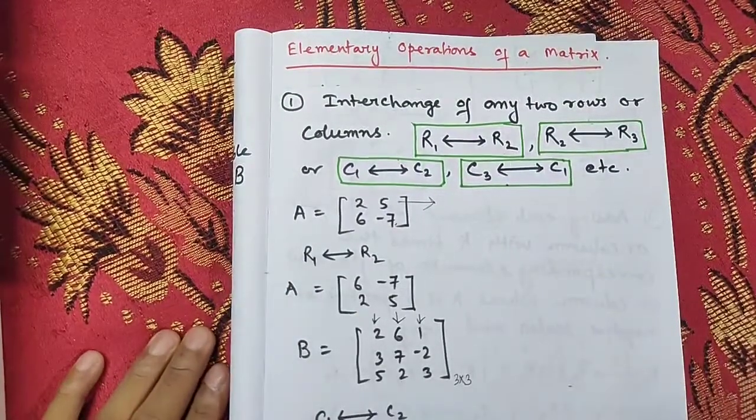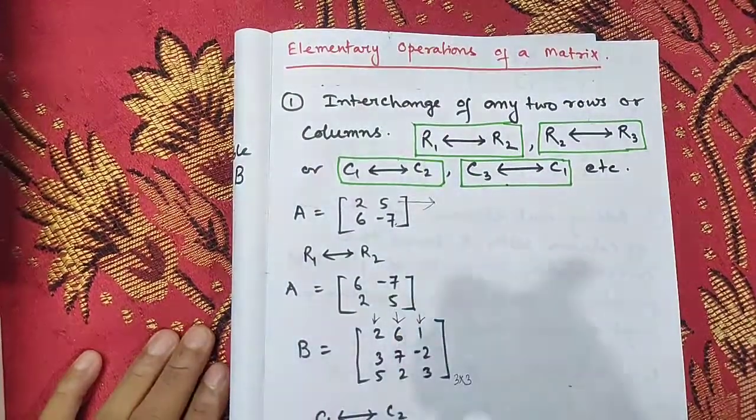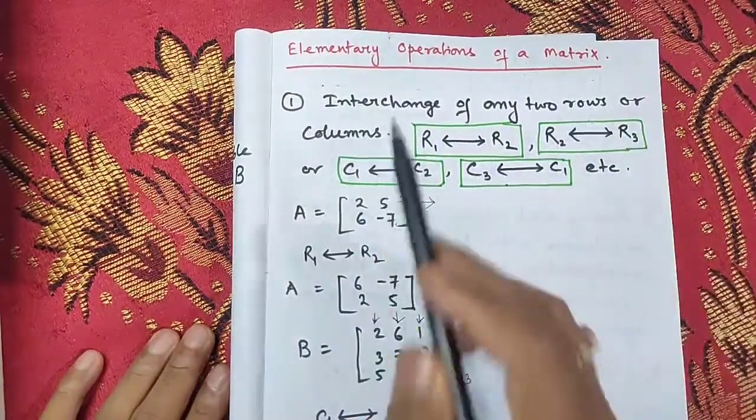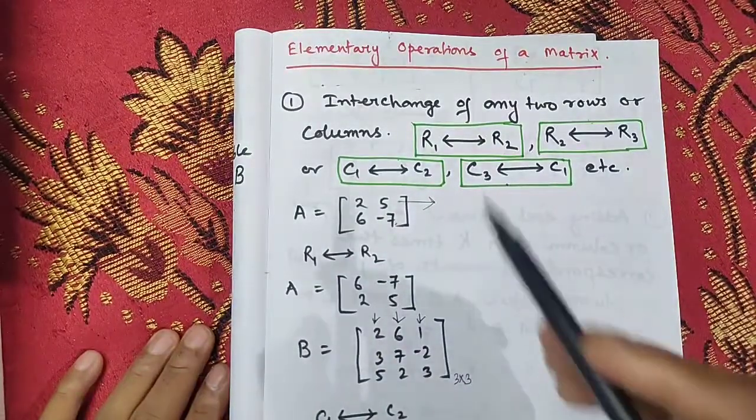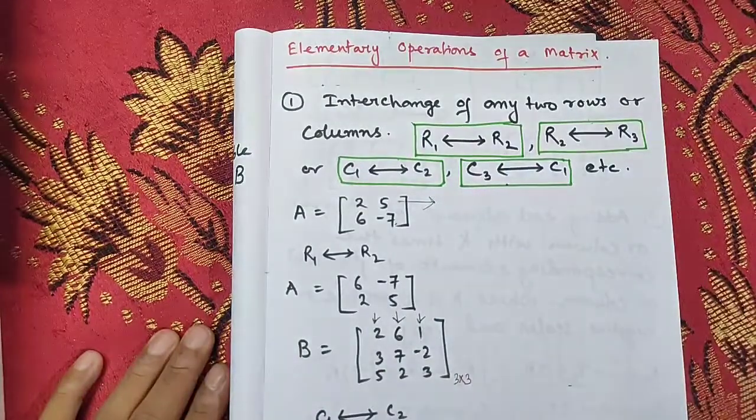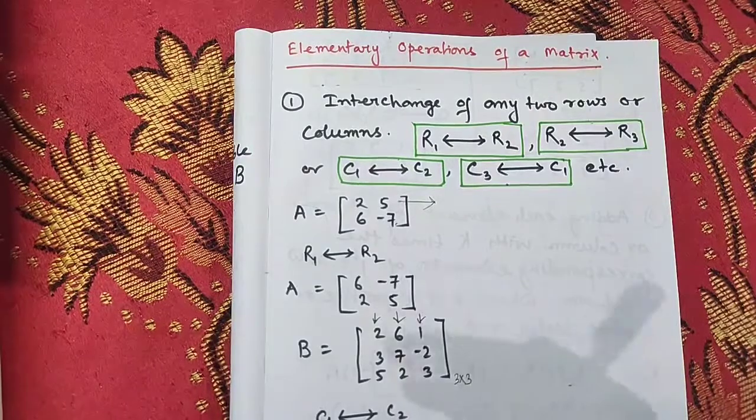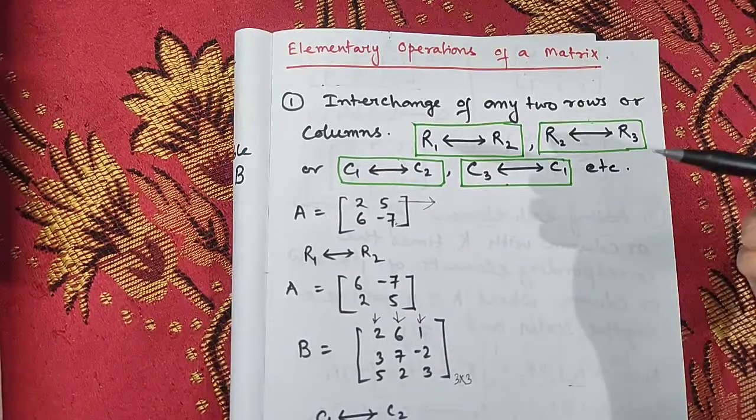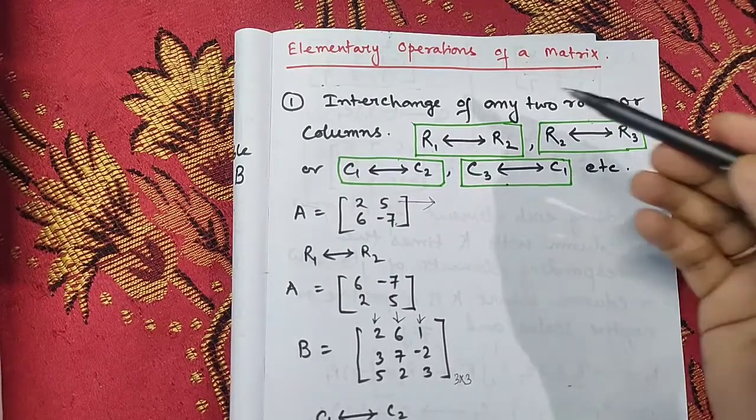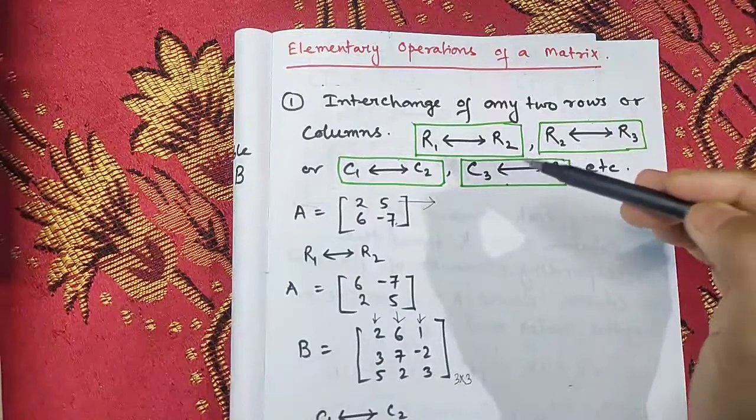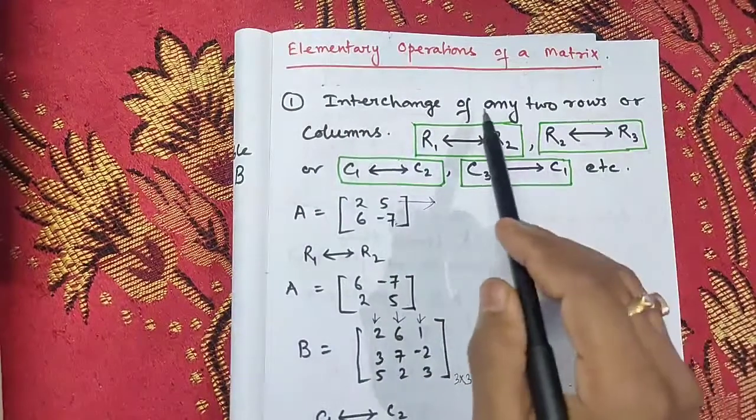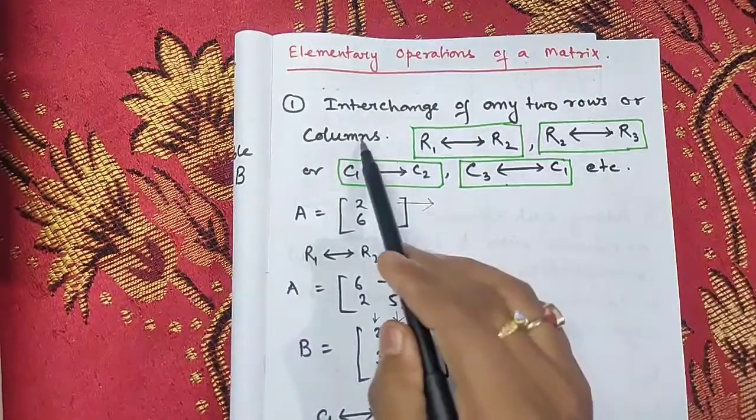Three types of operations are there. In elementary row operations, we will perform three types of operation. First is interchange of any two rows or columns. What do we have to do here? We have to just interchange two rows or two columns. When we have to apply this operation, we will learn in our next topic. First, today's class will teach you how we can perform these elementary operations. So the first one is interchange of any two rows or columns.